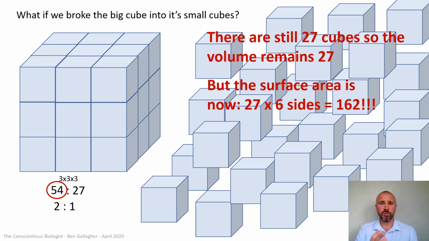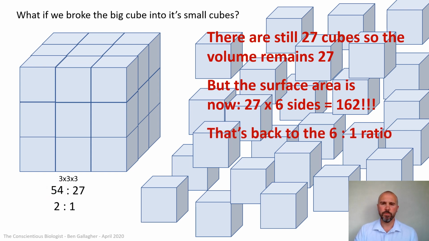Okay, now this is really, really important and relates back to one of the questions that was on the first slide. So we're back to the 6 to 1 ratio once you cut it all into individual cubes, as opposed to the 2 to 1 ratio that we had before.